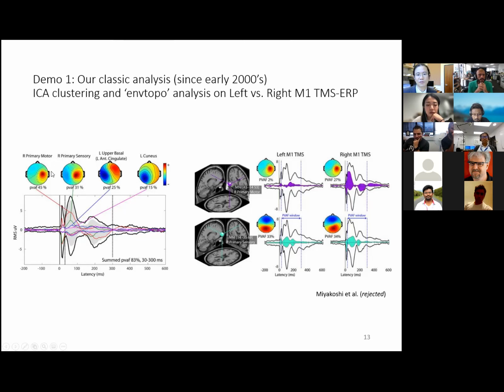And you can see this nice spatial separation too: the primary motor is from here and the primary sensory is from here. And these are spatially almost overlapping, right? But independent component analysis obtains temporally maximally independent time series. That means although this source and that source are spatially very close to each other, in the time domain they look very different. Theoretically, they are independent. So that's the power of ICA. That's very convincing, right?